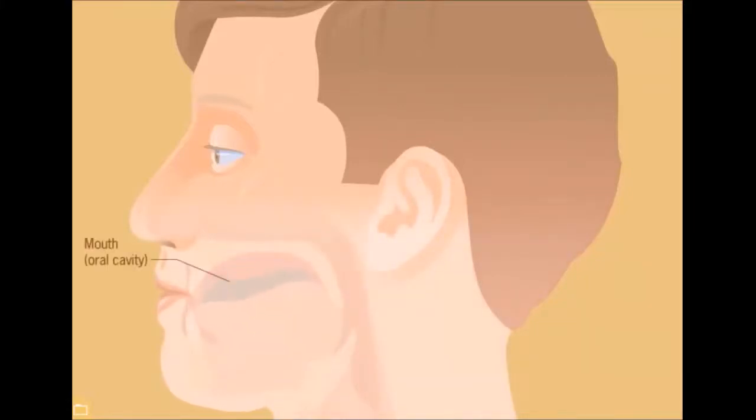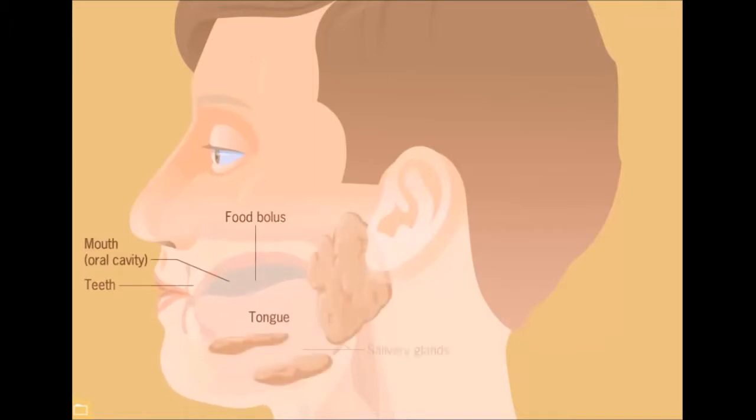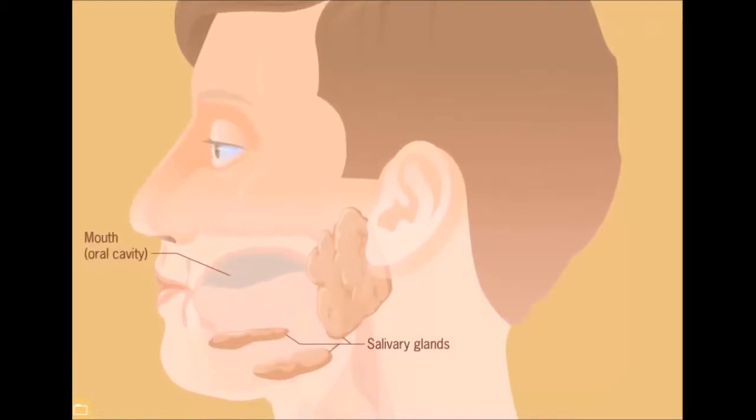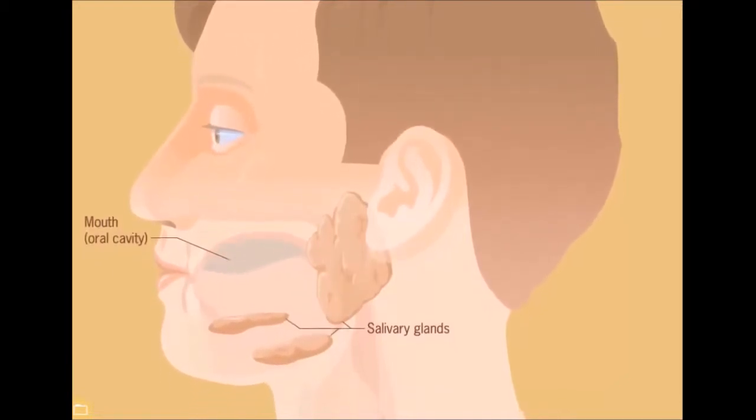Digestion starts in the mouth, also known as the oral cavity, where mastication occurs. This is the process of chewing and mechanically breaking down the food bolus. Chemical digestion starts when the salivary glands release saliva into the oral cavity. Saliva is rich in amylase, an enzyme that breaks down carbohydrates.